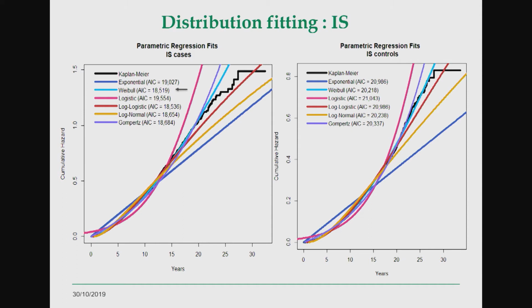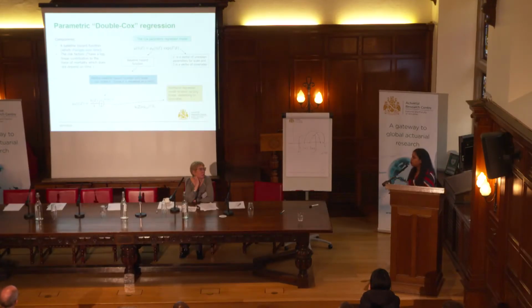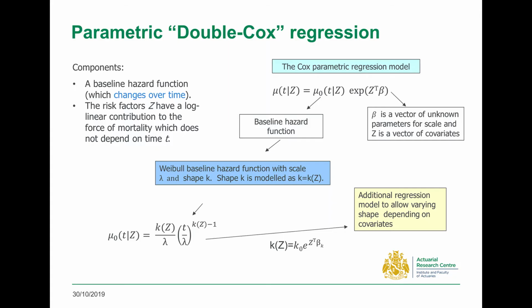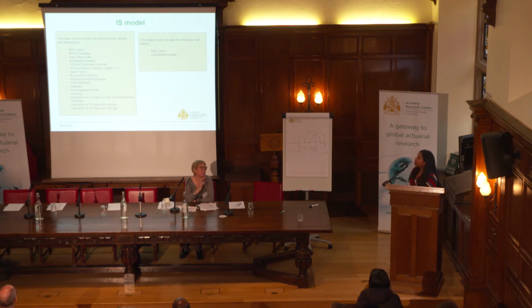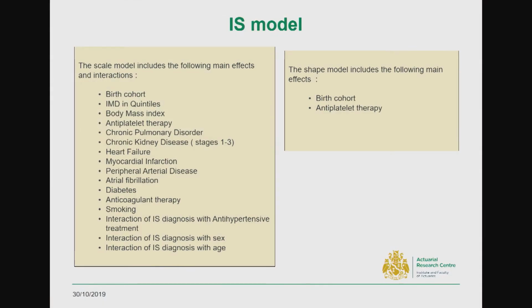This is the same slide as Elena's, because I am using the double Cox model, but in the case where my hazard is a variable. It's the same double Cox regression explained by Elena, and this model has both shape and scale effects. In my scale effect, I had these covariates, and for the shape effect, I had both cohort and antiplatelet therapy.